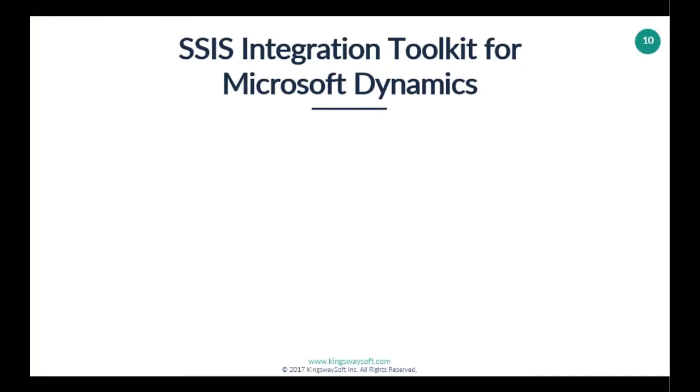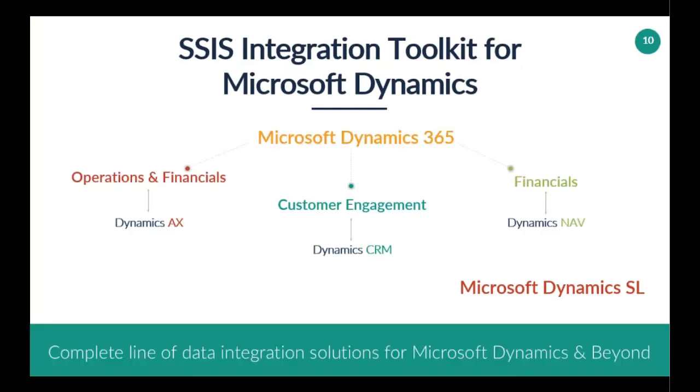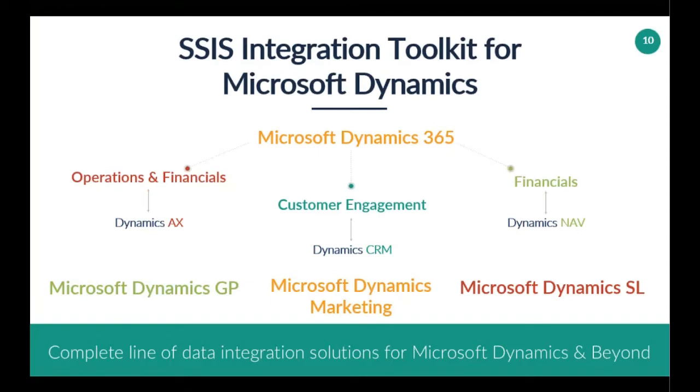So going a little bit more into what is included in our solution for Microsoft Dynamics specifically. We have our 365 toolkit, which includes our operations and financials, customer engagement, and financials. So this relates to the legacy versions of AX, CRM, and NAV. And then we also have separate solutions for GP, Dynamics Marketing, and SL as well. As I mentioned, today we'll be focusing more on the 365 solutions, but anything that we show you can be easily translated into any other Dynamics components or any of our other applications.